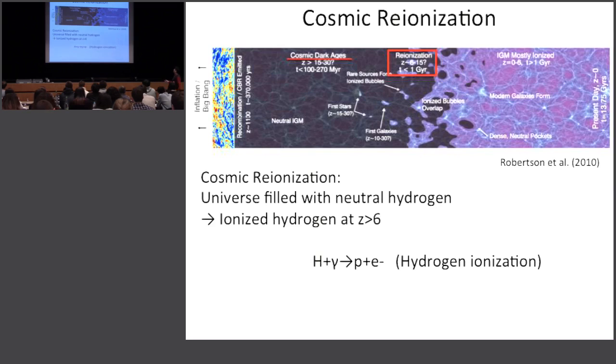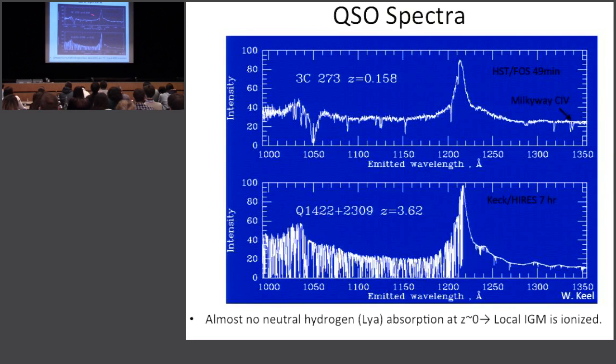Okay, so let's start cosmic reionization. This is the schematic form of the cosmic history from the Big Bang to today. And as you know, after the recombination of the universe, the universe is filled with neutral medium. On the other hand, if you look at today's universe, the intergalactic medium is totally ionized.